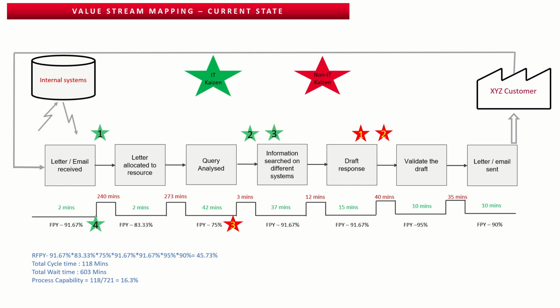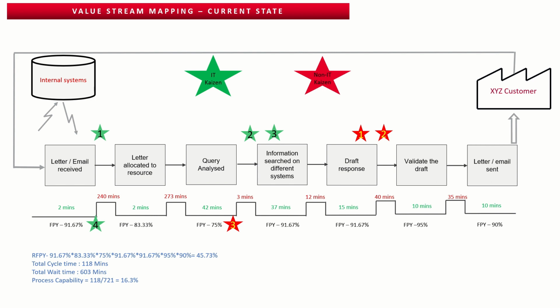If you look at the cycle time, letter receiving was 2 minutes, letter allocation was 2 minutes, query analysis was taking 42 minutes, and searching on different systems was taking 37 minutes. Drafting a response took 15 minutes. Validating the draft takes 10 minutes, and the letter or the email sent back will take another 10 minutes. And there were a lot of wait times in between these process steps, which are marked in red.